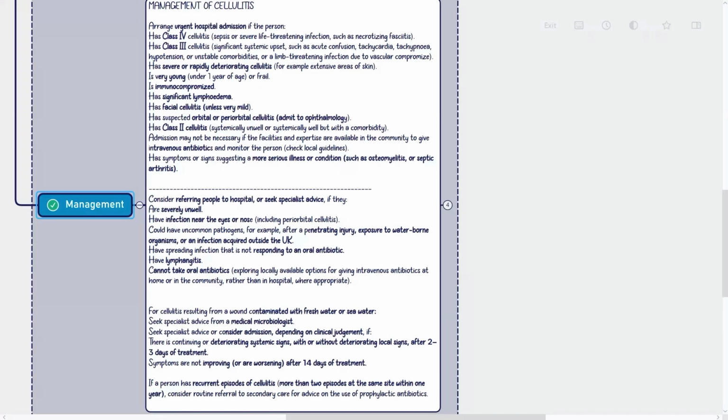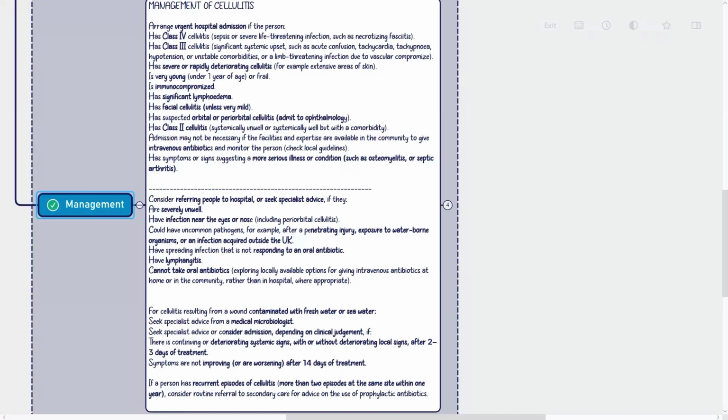Have infection near the eyes or nose, including periorbital cellulitis. Could have uncommon pathogens, for example, after a penetrating injury, exposure to waterborne organisms, or an infection acquired outside the UK. Have spreading infection that is not responding to an oral antibiotic. Have lymphangitis. Cannot take oral antibiotics: explore locally available options for giving intravenous antibiotics at home or in the community, rather than in hospital, where appropriate.